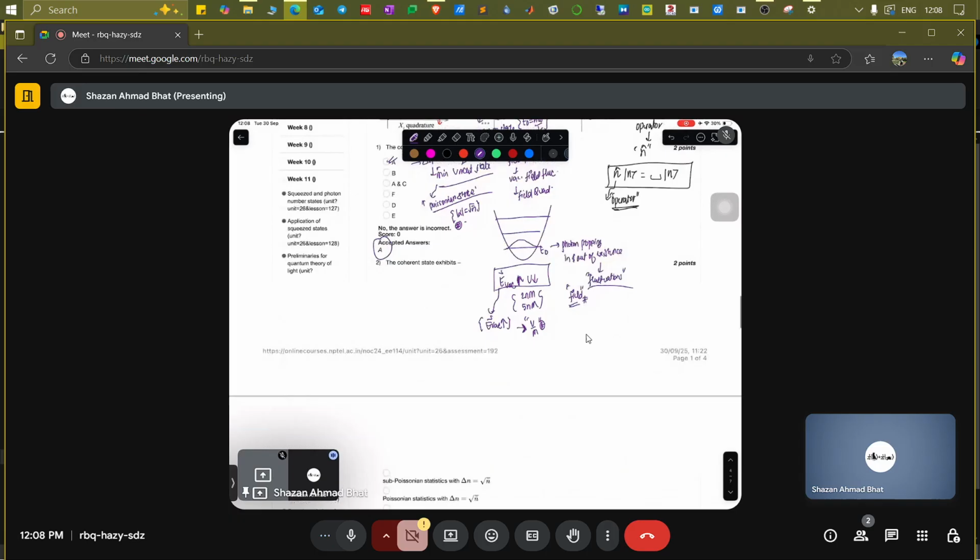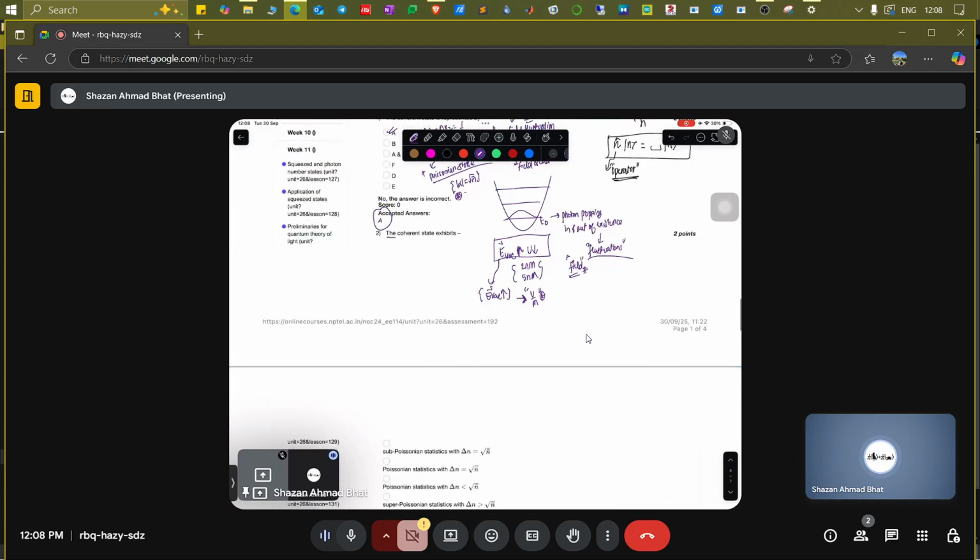Now the coherent state exhibits, that's what we have been talking about. Even if you remember, when we talked about the second order correlation functions, we talked about this being a coherent state. But this is in terms of the second order correlation, as a function of time tau. And we also talked about the photon statistics. But here we're talking about classical coherent light, I should say, not a state.